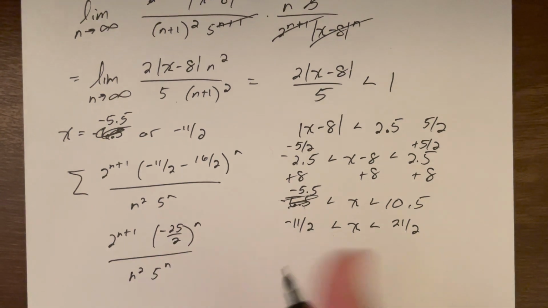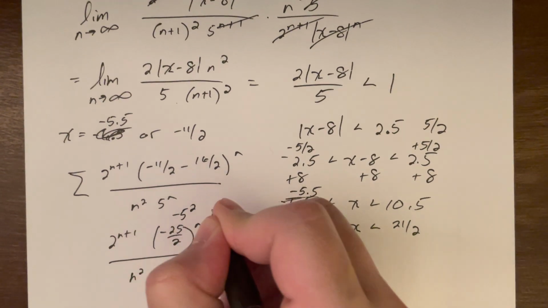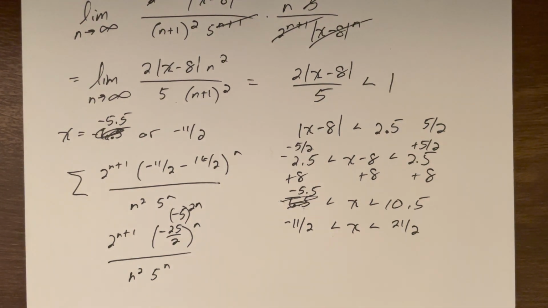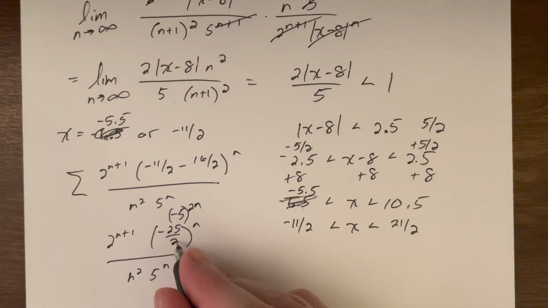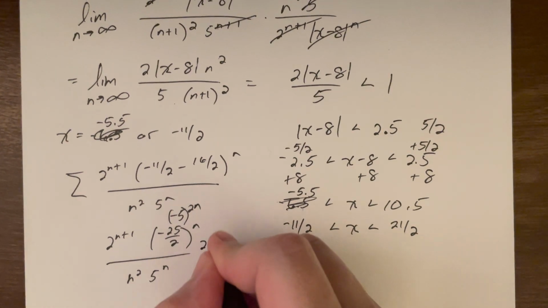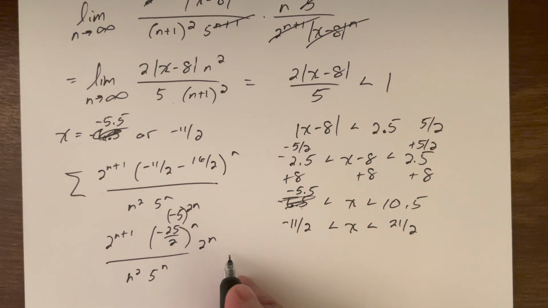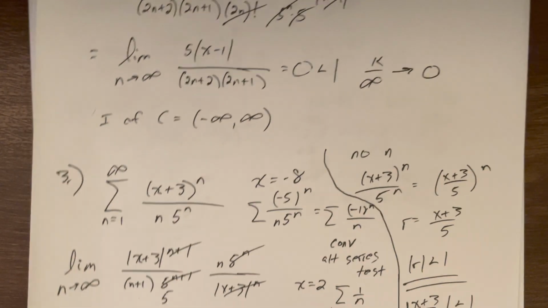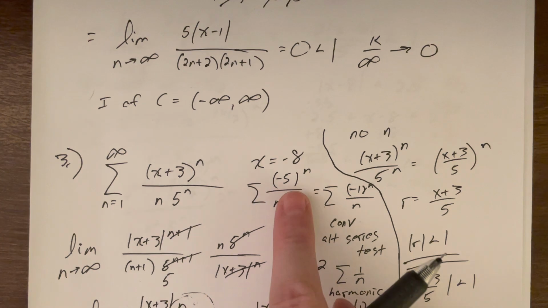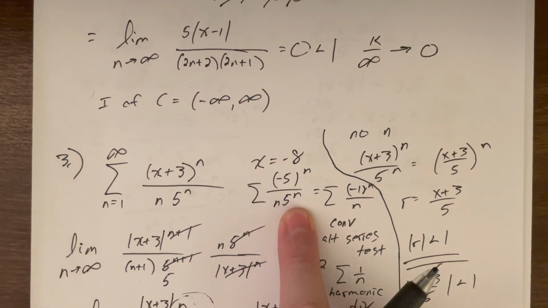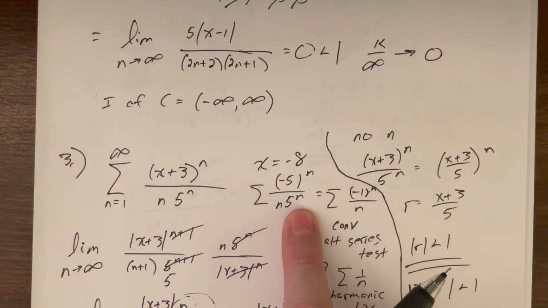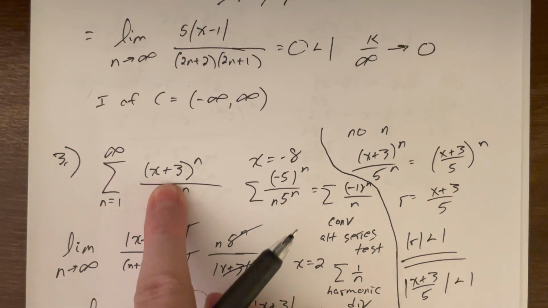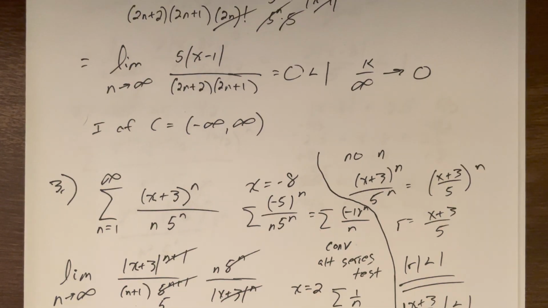Negative 25 is negative 5 squared. Negative 5 quantity squared to the n becomes negative 5 to the 2n, over 2 to the n. Notice how these things can simplify. You go back and look at the previous one, that wasn't just luck. When you plugged in negative 8, you got a negative 5 to the n over a 5 to the n. These didn't cancel completely, but they could be combined and then simplified. And then when x was 2, you plugged it in, you literally got 5 to the n over 5 to the n. Those are not coincidences.